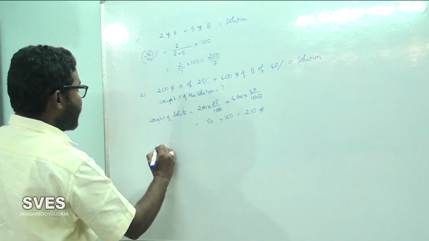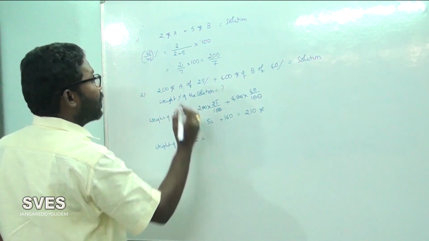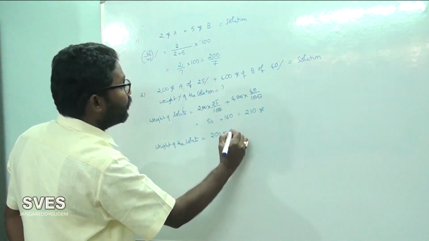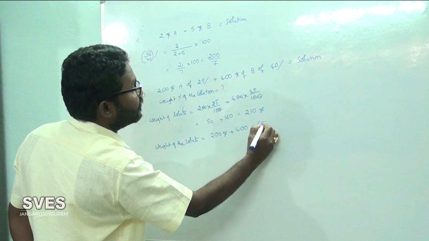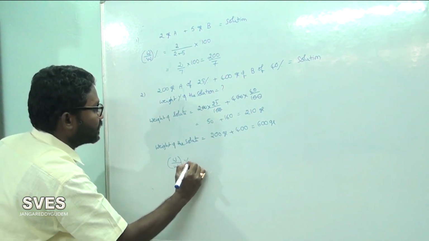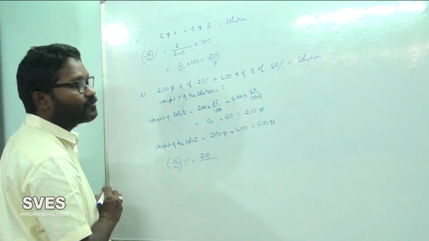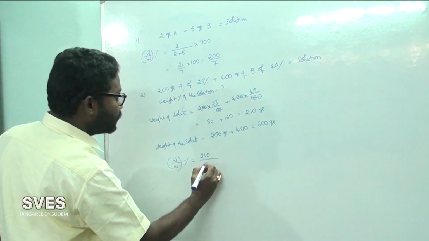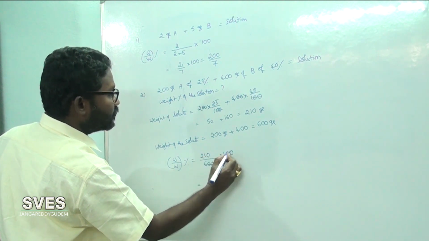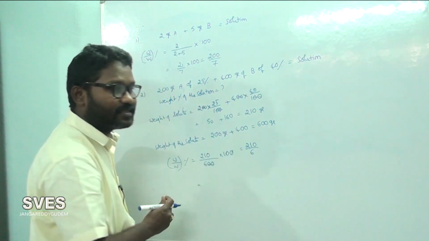What would be the weight of the solution? What is the total weight of the solution? 200 grams and 400 grams, totally 600 grams. Then how to calculate the weight percentage? W by W percent. As you know, weight of the solute is 210 grams, by weight of the solution, 600 grams, into 100. 2 zeros cancel, 210 by 6. You calculate.